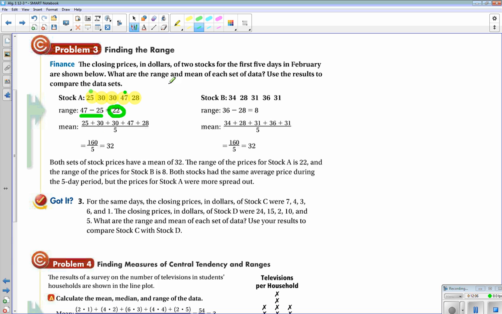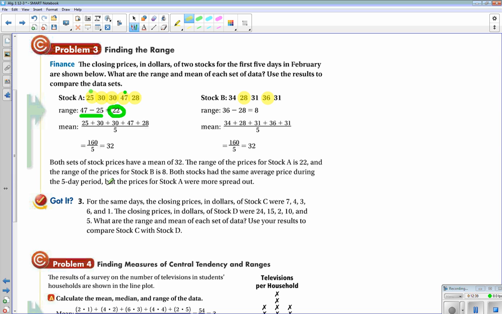And so let's do that with the second one. Take the lowest and the highest and subtract them. And then you find the mean. Both sets of stock prices have a mean of 32. The range of prices for stock A is 22, and the range of prices for stock B is 8. Both stocks have the same average price during a 5-day period, but the prices for stock A were more spread out. So we're going to do the same thing.